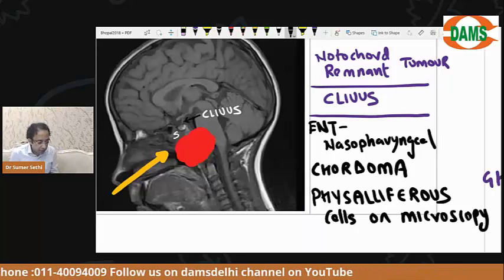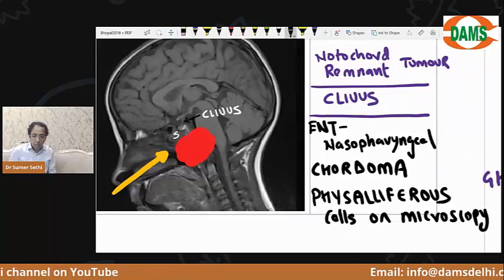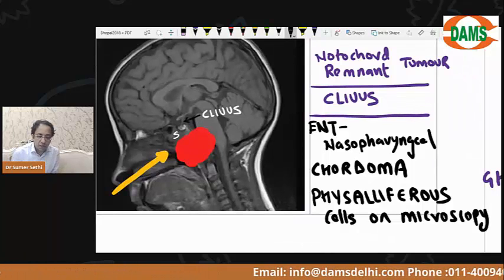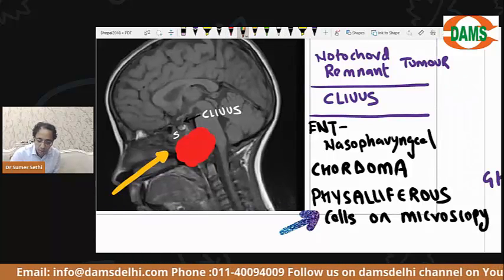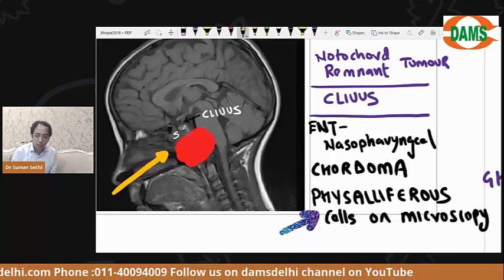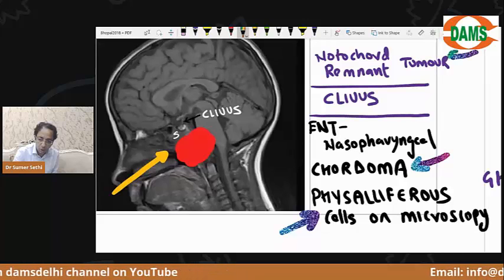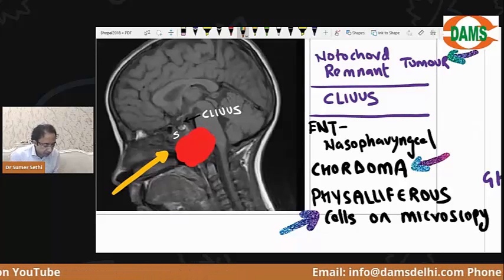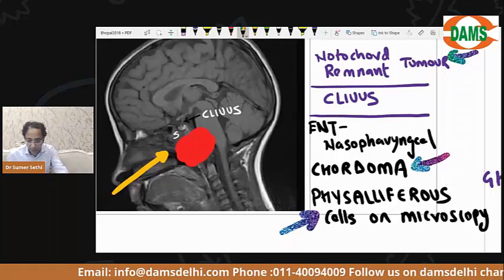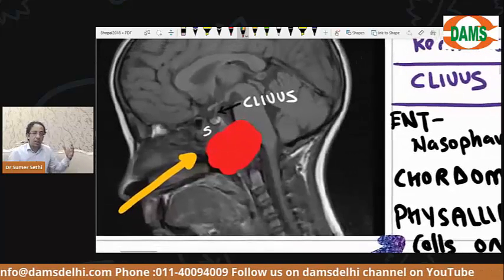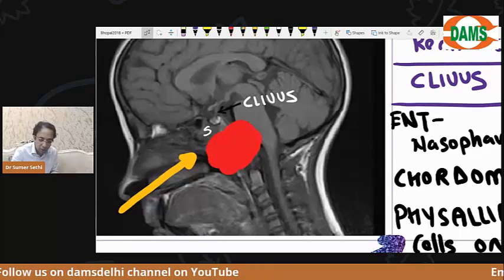Sometimes they give integrated questions like this: a patient with a nasopharyngeal mass shows physaliferous cells on microscopy. What tumor are we dealing with? The answer is chordoma. It's a notochord remnant tumor. But sometimes you may not be able to imagine why a clivus tumor is going into the nasopharynx.